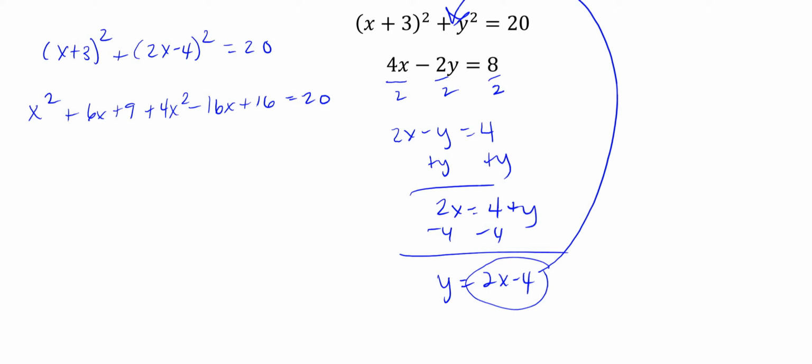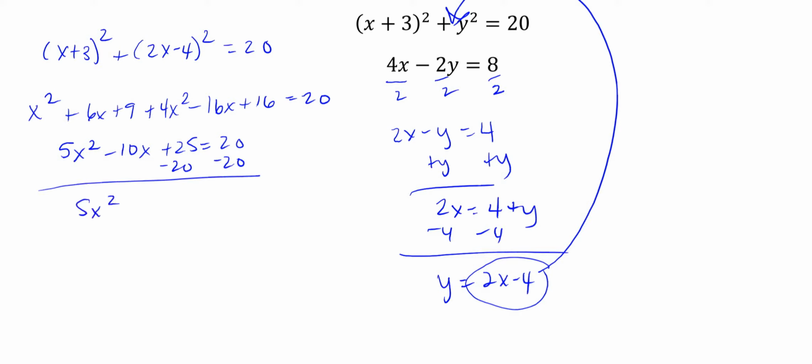Alright, so at this point, if you combine your like terms, you should get 5x squared. You should get negative 10x. You should get positive 25 equals 20. If you subtract the 20 to the other side, you wind up getting 5x squared minus 10x plus 5 equals 0.